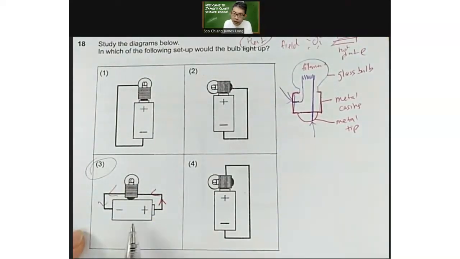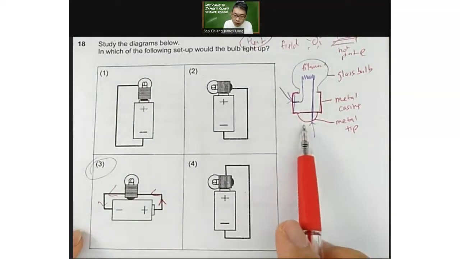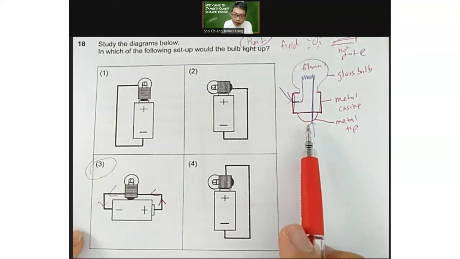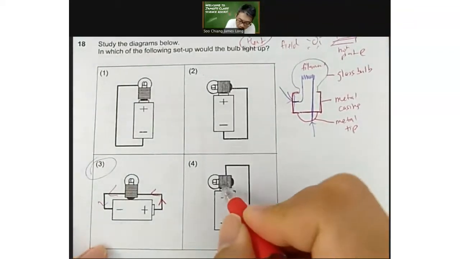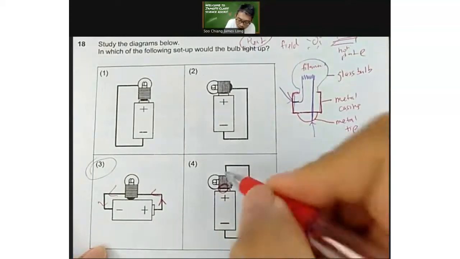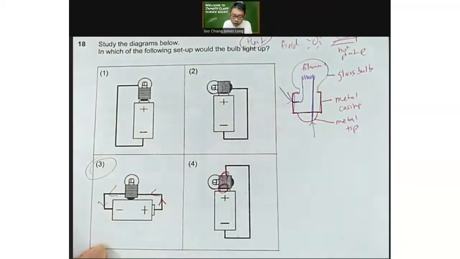And please don't try this because the battery will become very hot and it may explode. So if you choose 3 for your answer, it means you know current flows, but you do not know how the structure of the light bulb looks like. Okay? Now let's take a look at this option. This option is the same as this, in the sense that this part is touching the metal casing. This part is also touching the metal casing, not touching the metal tip. And you need to touch the metal tip for the current to flow completely.